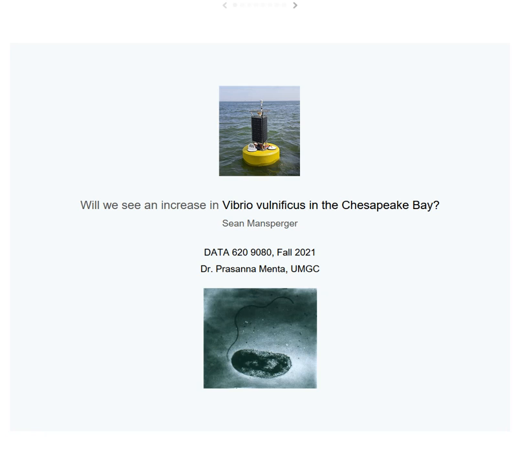Will we see an increase in Vibrio vulnificus in the Chesapeake Bay? I am Sean Mansperger and I am presenting this Tableau story to you for my UMGC Data 620 assignment. This project involves data collected by buoys floating in the Chesapeake Bay. This is a photo of the buoy floating near Annapolis.